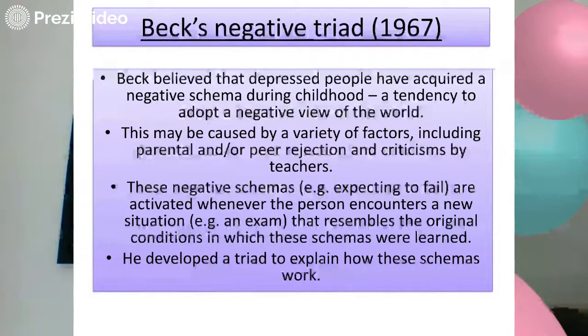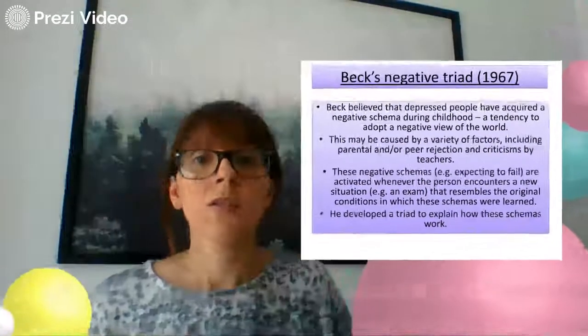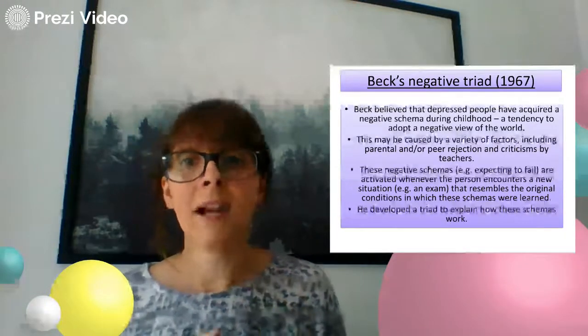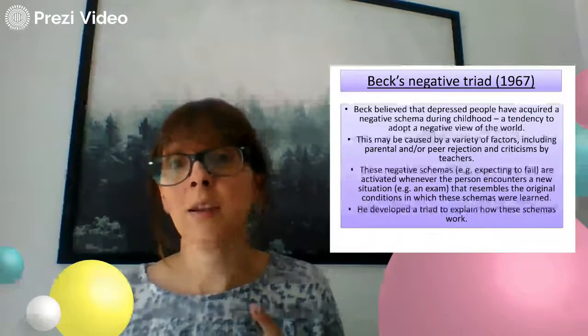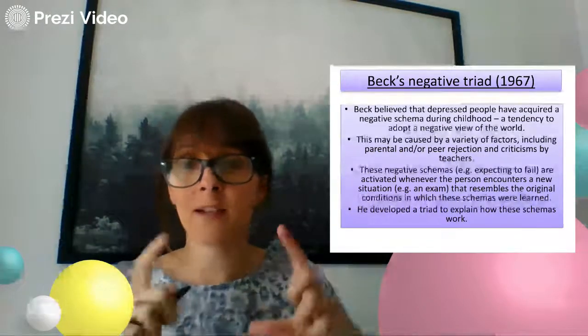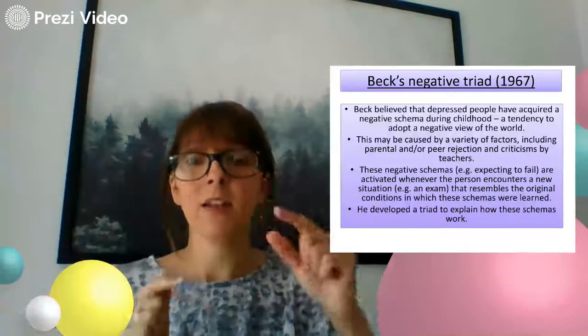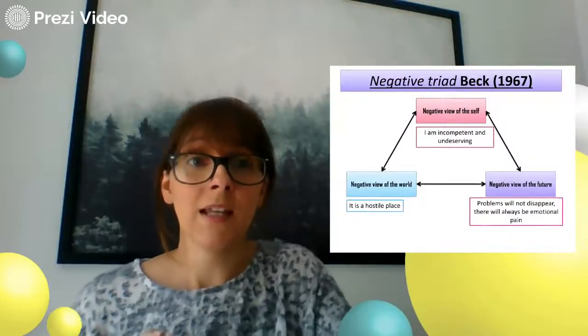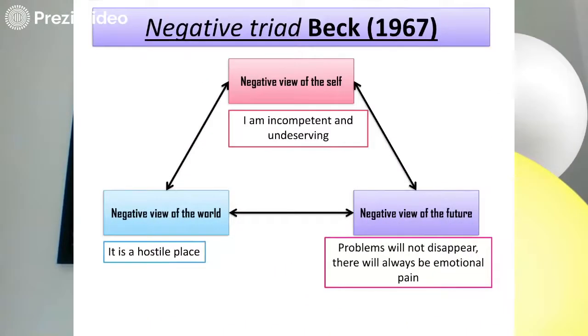So he developed a triad to explain how these work. That's just a general idea. So we have a negative schema, but he explained how the schemas interact in a particular way, and this is a triad, and it's called a triad because it's kind of like a triangle. It has 3 different points. So the 3 points are here. We have a negative view of the self, a negative view of the world, and a negative view of the future. They can come in any order and they all link together.